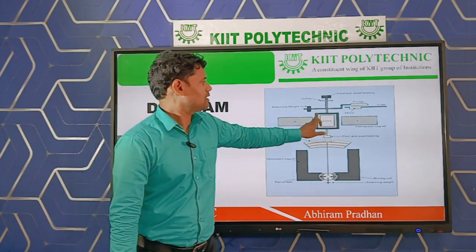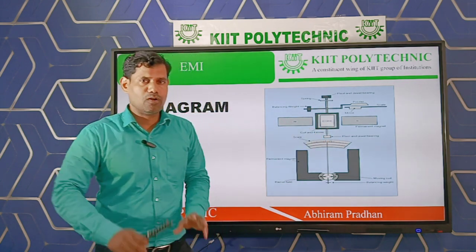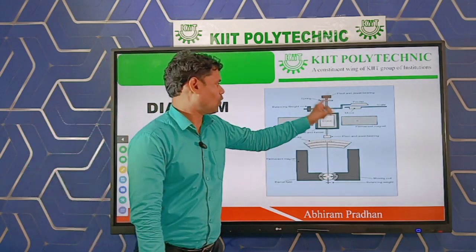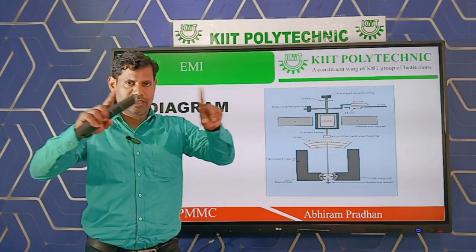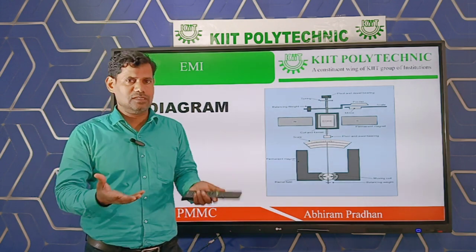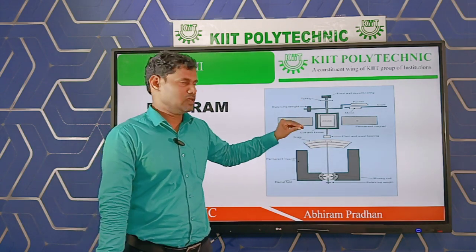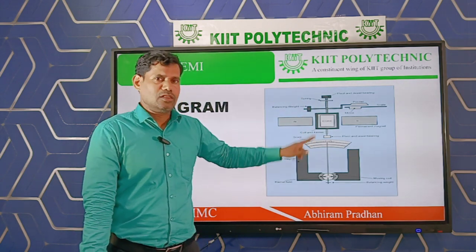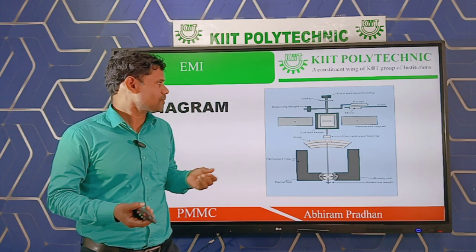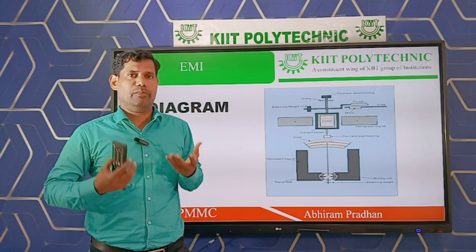Now mark that there is a core, and that core is placed inside a coil and a former. Former means a frame, and on that frame there are many turns of wire, which is called the coil. That coil takes the current, so current is given to the coil. When current passes through the coil, the coil experiences some force, that is a mechanical force.